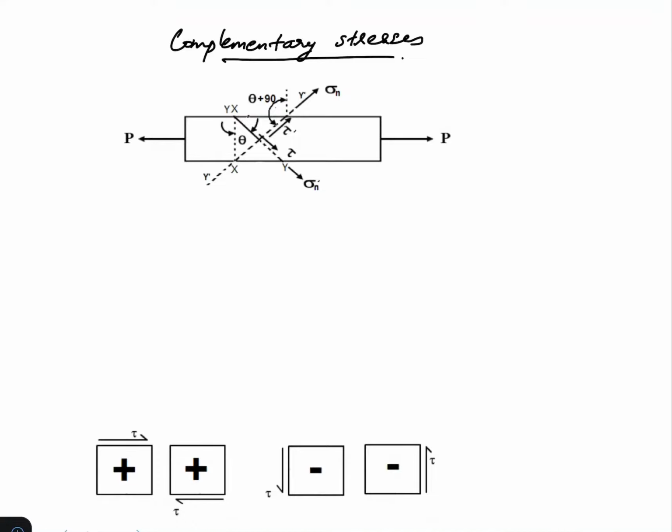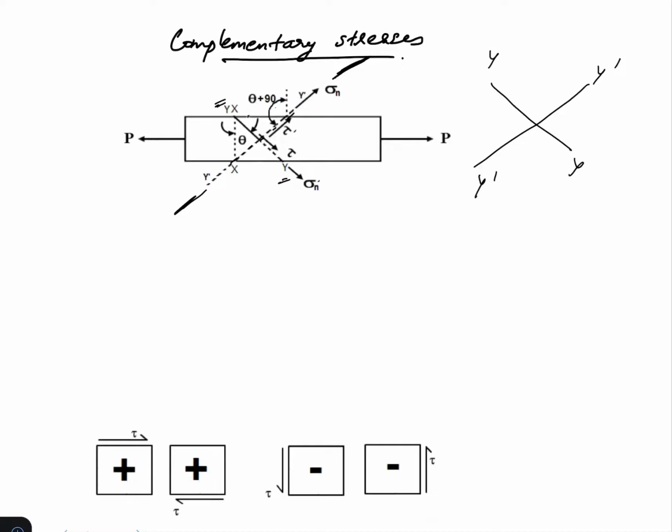Let us learn about complementary stresses. We have already learned about stresses acting on an oblique plane YY. Okay, this is our YY. On this oblique plane YY, what all stresses are acting, that we have already studied. Complementary means perpendicular to this. We are taking a plane perpendicular to this. Let us name it as Y dash Y dash. This dotted line is that plane, our Y dash Y dash plane.